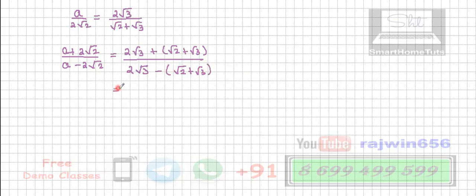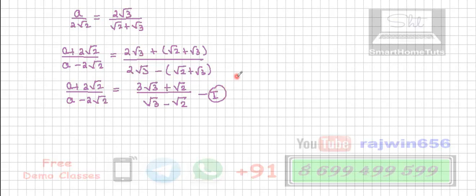This is equal to, okay, I just have to simplify the numerator and denominator. 2 root 3 plus root 3, these are the like terms. So this is going to become 3 root 3 plus root 2, divided by 2 root 3 minus root 3. So this is going to become root 3 minus root 2. This part I'm going to name as equation number 1.